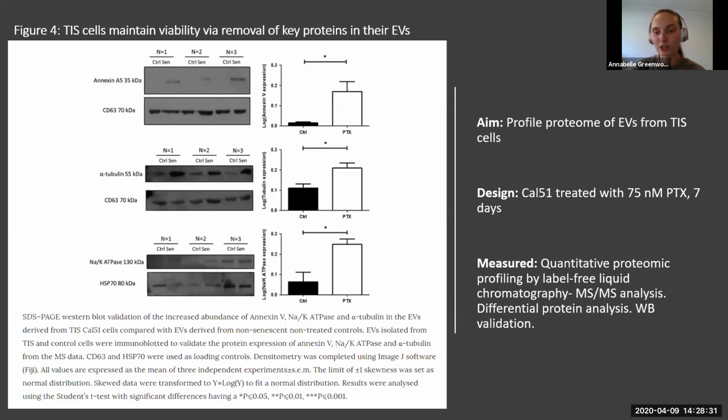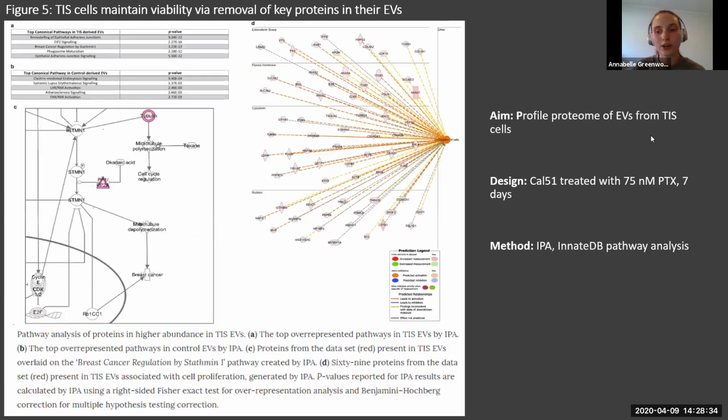Cool. I will jump to figure 5. So this is pretty much the same aim as before. Basically, what they've done now is they've taken their proteomic profiling and they perform some pathway analysis to look at the common signaling pathways. So they used IPA, Ingenuity Pathway Analysis, and the innate database. And what they show in A and B is the enriched pathways for the TIS EVs, and then in B for the control EVs.